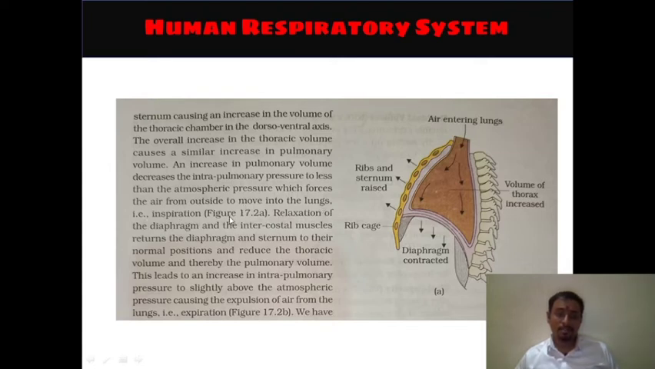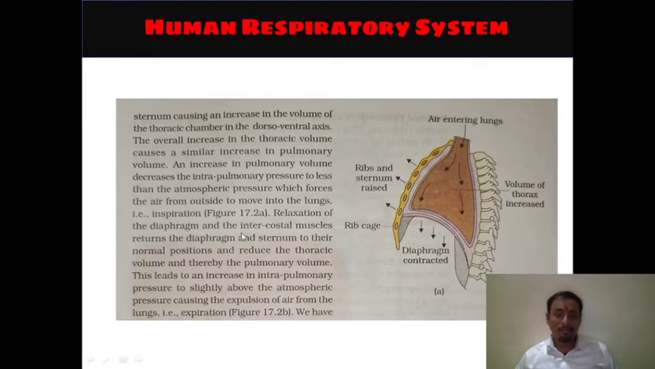That is inspiration, shown in figure A. You can see here in figure A, the air is entering inside the lung, the ribs and sternum are raised, the rib cage is somewhat stretched, and the diaphragm is contracted. So all this denotes that there is an intake of air, meaning inspiration is going on.